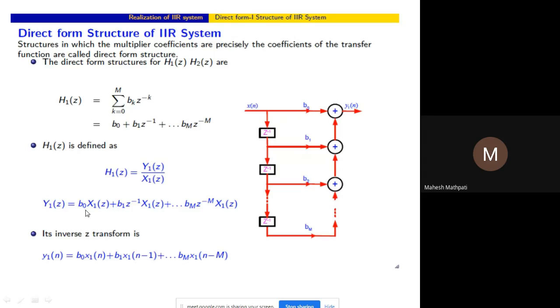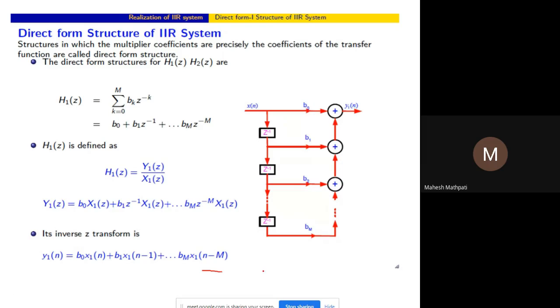So Y1 of z equals b0 X1 of z plus b1 z inverse X1 of z plus ... plus bm z power minus m X1 of z. If I take the inverse z transform of this equation, Y1 of n is equal to b0 x1 of n plus b1 x1 of n minus 1 plus ... plus bm x1 of n minus m. Hope you understood this equation.